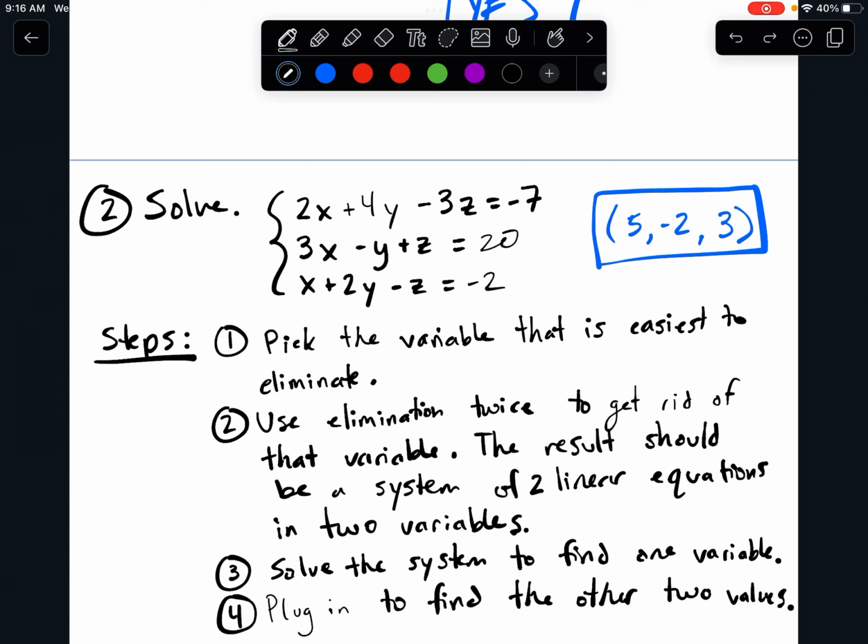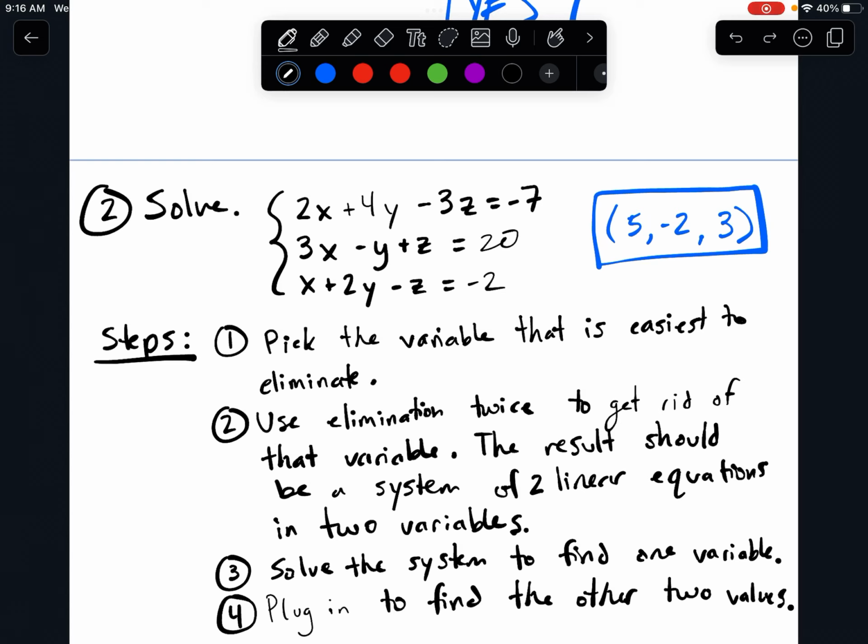So when I look at this system of 3, I might think that eliminating z's is going to be easiest, all right? So what I'm going to do for step 1 is choose to eliminate the variable z. So we're going to use elimination, we're in step 2 now. Use elimination twice to get rid of that variable. The result should be a system of 2 linear equations in 2 variables.